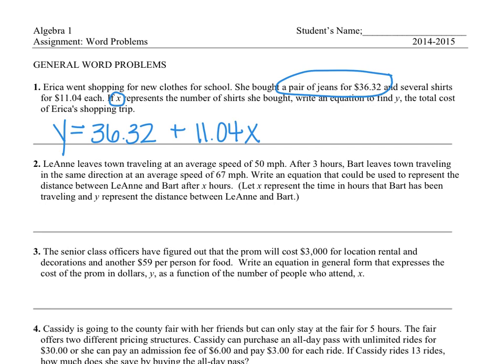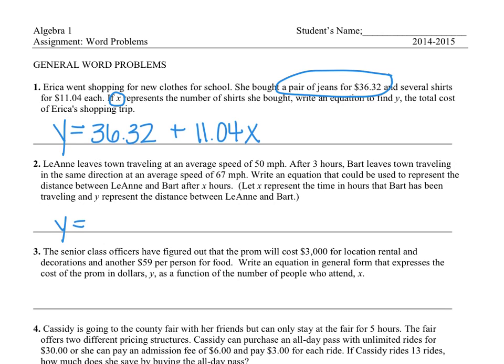Number 2. Leanne leaves town traveling at an average speed of 50 miles an hour. After 3 hours, Bart leaves town traveling in the same direction at an average speed of 67 miles per hour. Write an equation that could be used to represent the distance between Leanne and Bart after X hours. Let X represent the time in hours that Bart has been traveling, and Y represent the distance. So we're going to write Y equals, because the distance equals.